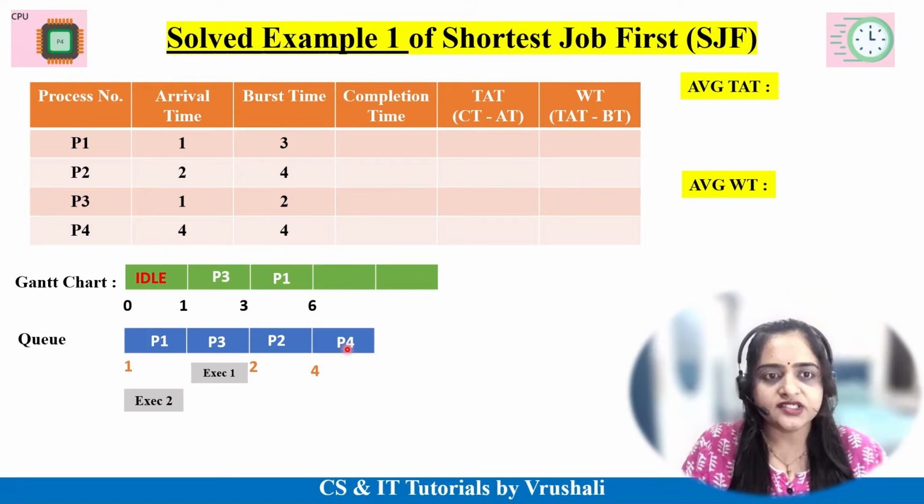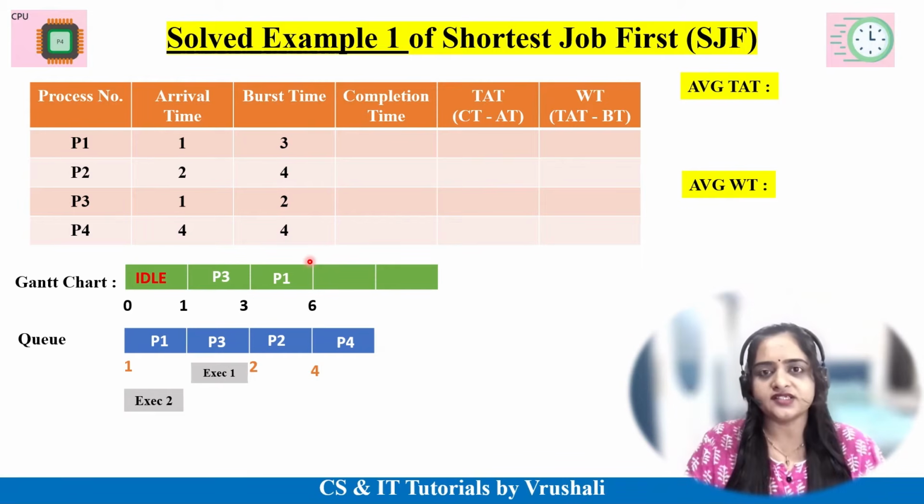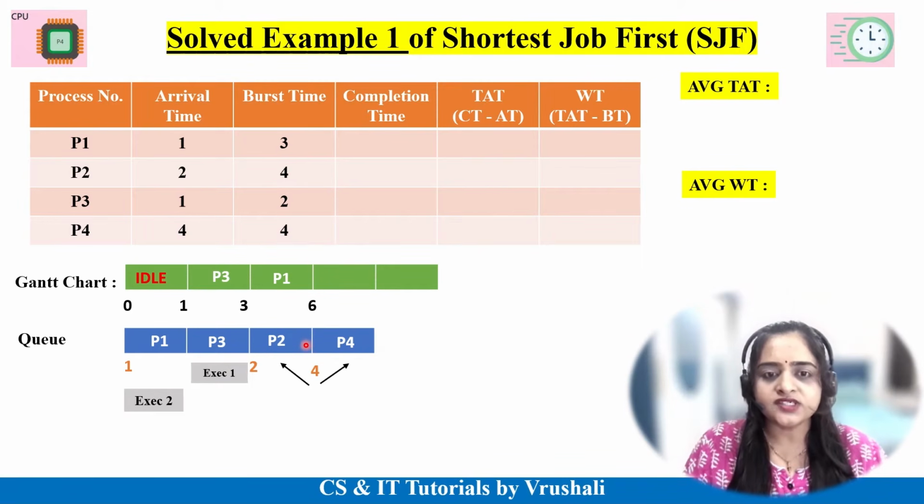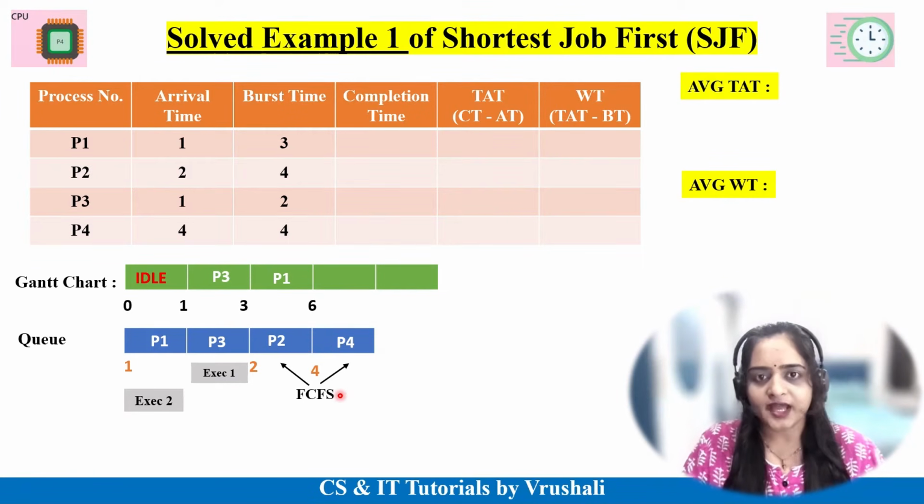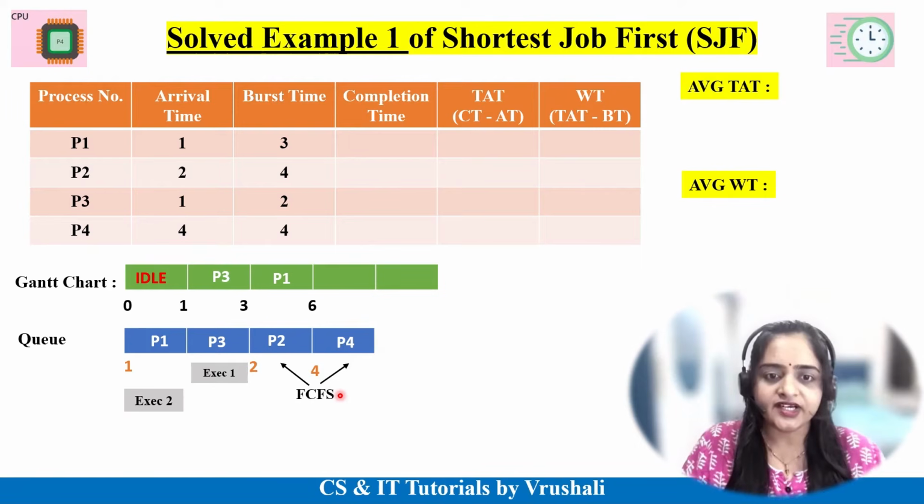Now check the burst time. So P2 process has burst time 4 and P4 process again has burst time 4. Means both processes have the same burst time. So at that time you can use the first come first serve approach. Just check their arrival time. So P2 arrival time is 2 and P4 arrival time is 4. Which one came first?